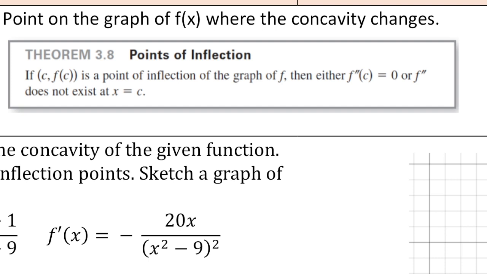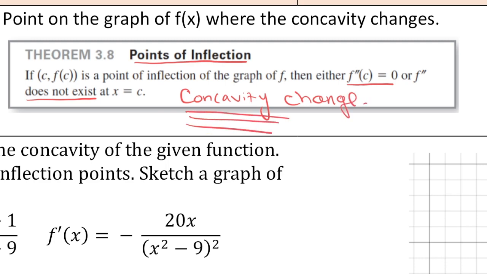Where your concavity changes, those are called points of inflection. So points of inflection will occur where your second derivative equals 0 or where your second derivative does not exist. However, it is a key point that the point of inflection occurs where your concavity changes. If your concavity does not change, then you do not have a point of inflection.